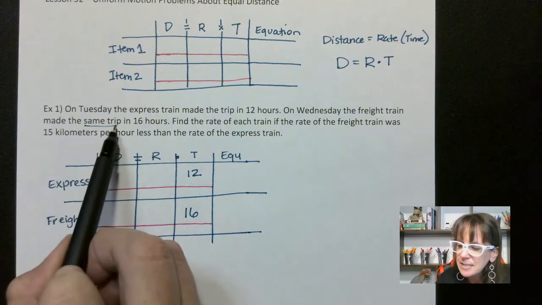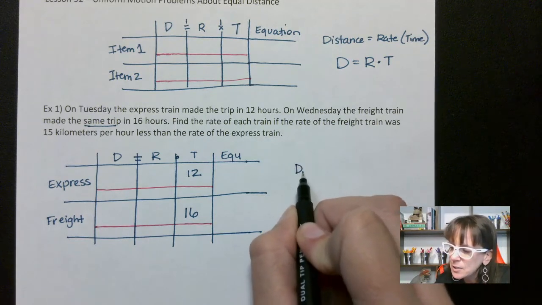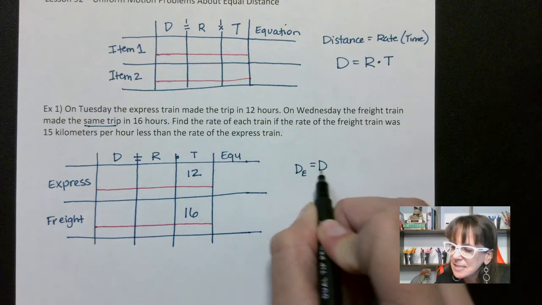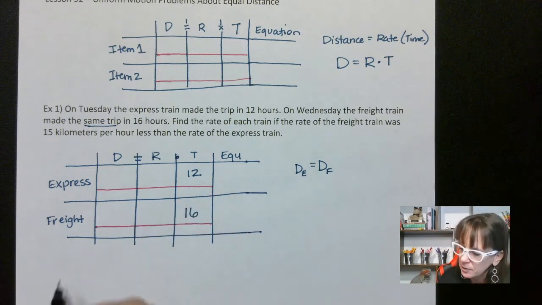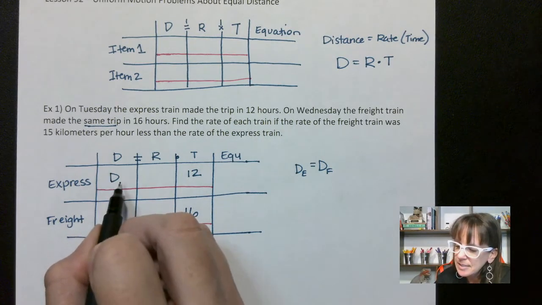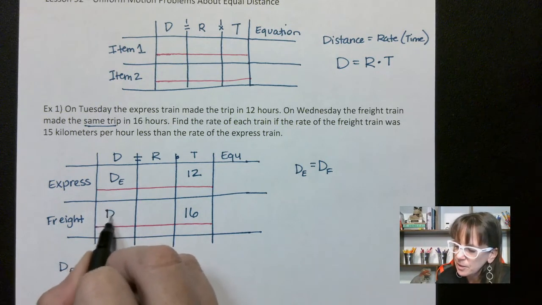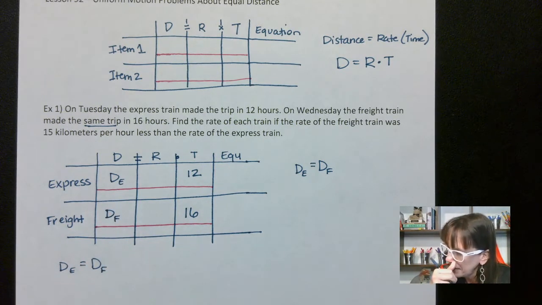We also have same trip, which means that the distance of the express train is the same as the distance of the freight train. I didn't mean to write it over there. I actually want to write it down here. Is the same as the distance of the freight train. So what that means is distance of the express train, and we don't know what that distance is yet, right? So we're going to use some variables here.